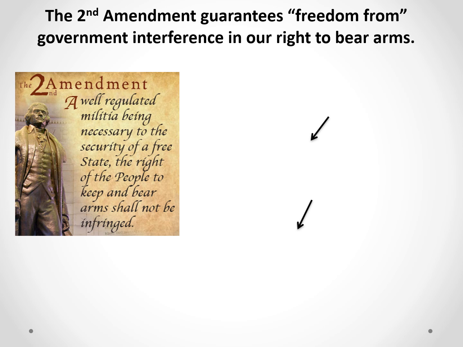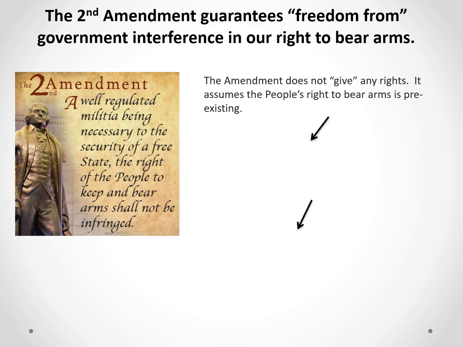Talking about the Second Amendment, the text of the Second Amendment reads, "A well-regulated militia being necessary to the security of a free state, the right of the people to keep and bear arms shall not be infringed." You have to remember, the Second Amendment is part of the legacy of the Anti-Federalists. They were all about the negative freedoms, the government, leave me alone freedom. So what the Second Amendment does is it guarantees freedom from government interference. It guarantees the government will leave us alone in our right to bear arms.